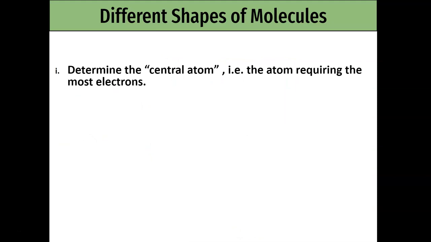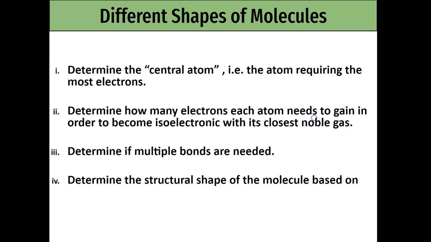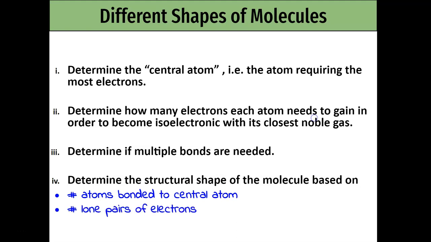So we determine the central atom, we look at how many electrons each atom needs to gain in order to have a full outer shell, and we determine if multiple bonds are needed. In this case, we didn't need double or triple bonds to do that, just single bonds. And we determine the structural shape based on 2 things. The number of atoms bonded to the central atom. For NH3 it was 3. And the number of lone pairs of electrons. And there was 1 lone pair, if you remember, for that.